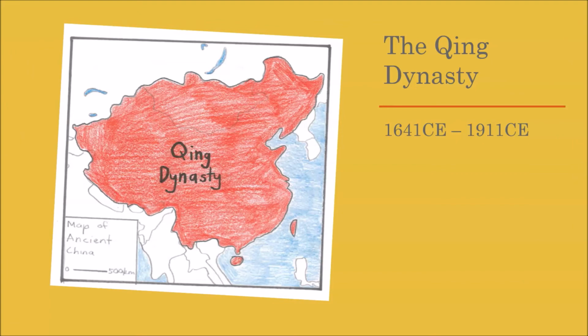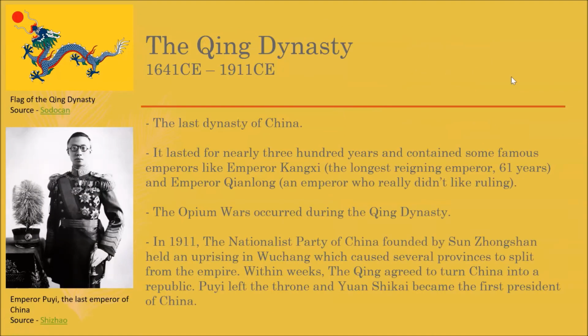Last, we have the Qing Dynasty. Last but certainly not least, we have the Qing Dynasty. So they lasted from 1641 CE to 1911 CE. So this is the last dynasty of ancient China and the dynastic system of China. It lasted for nearly 300 years and contained some famous emperors like Emperor Kangxi, the longest reigning emperor, 61 years, and Emperor Qianlong, an emperor who really didn't like ruling.